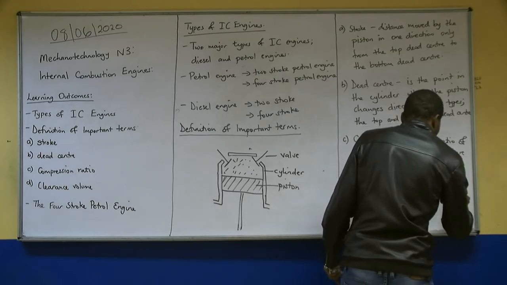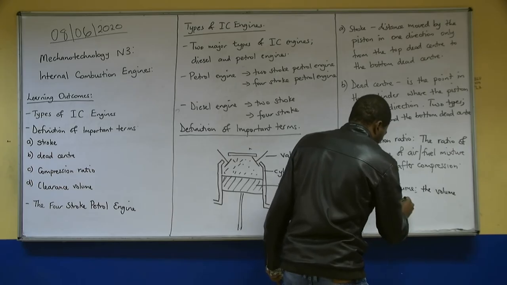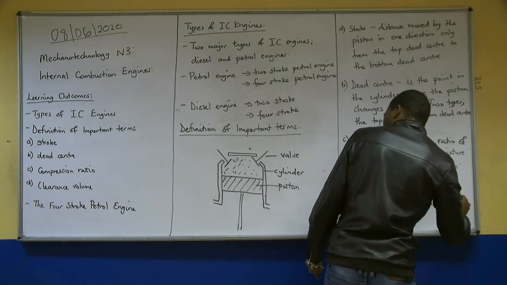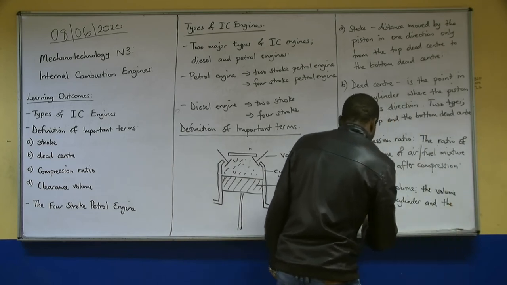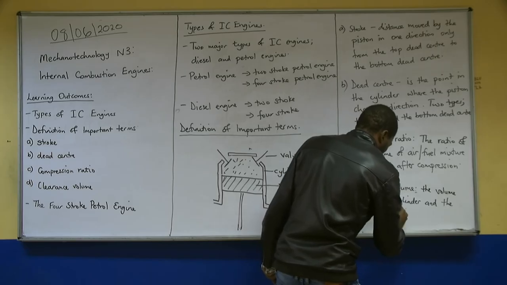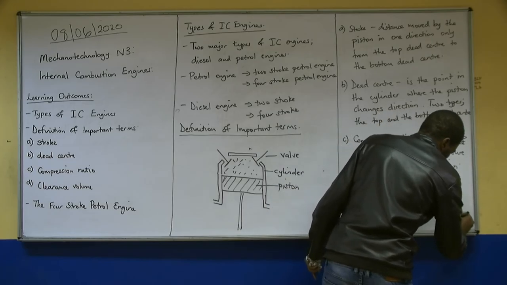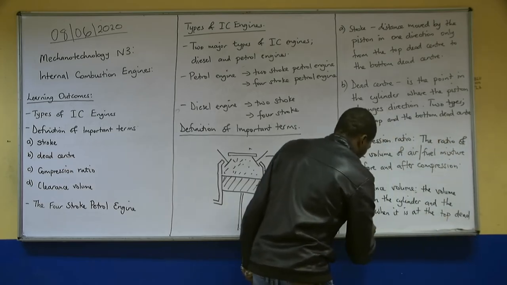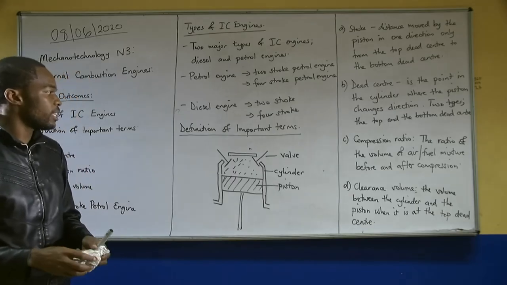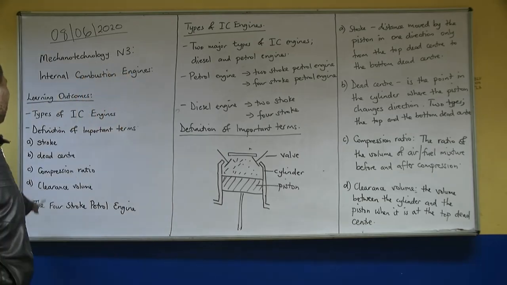So it is the volume between the cylinder and the piston when it is at the top dead center. Clearance volume: the volume between the cylinder and the piston when it is at the top dead center.